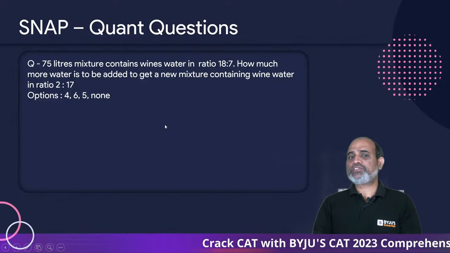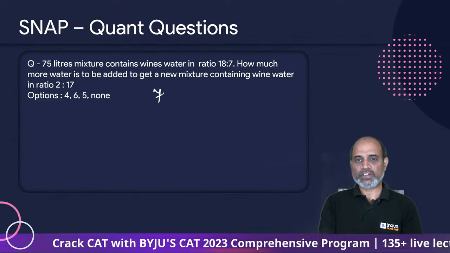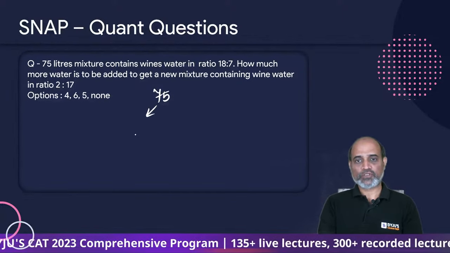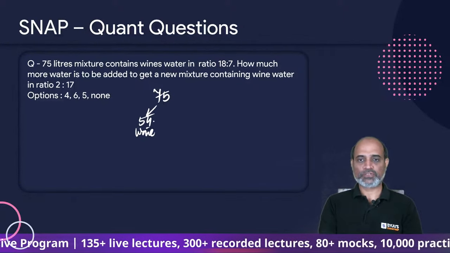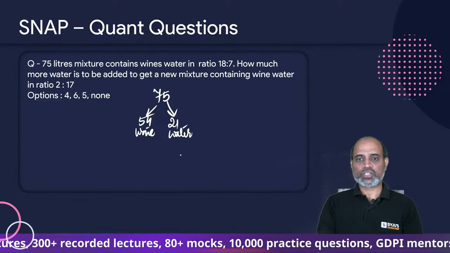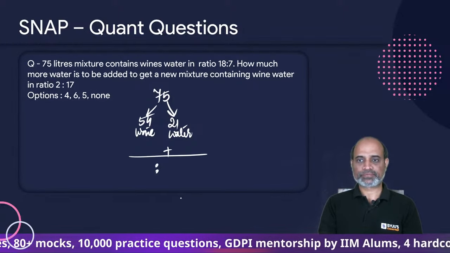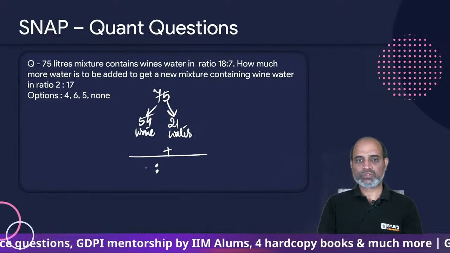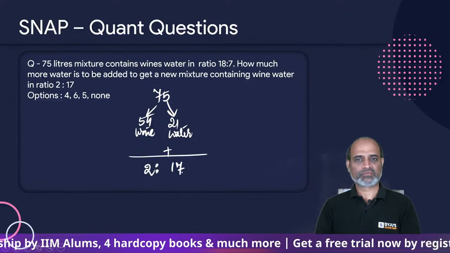Okay, another one. 75 liters mixture contains wine and water in the ratio 18 to 7. So out of these 75 liters, 18 plus 7 is 25. So 3 times. So we have got wine as 18 into 3, which is 54. And 7 into 3, which is 21, is water. Question is, how much more water should be added so that we will have wine and water in the ratio 2:17.